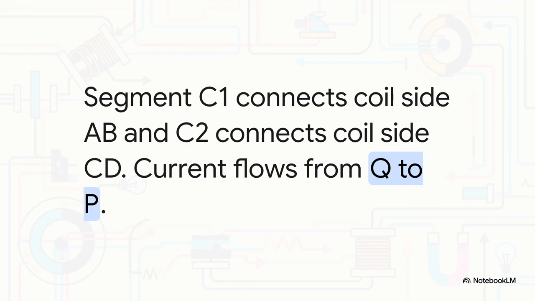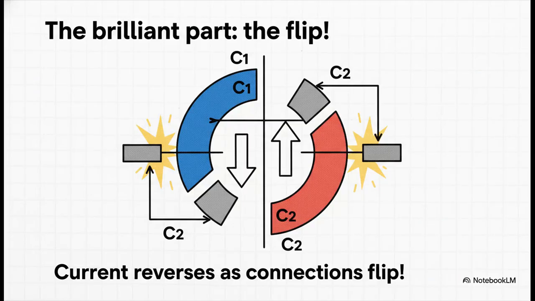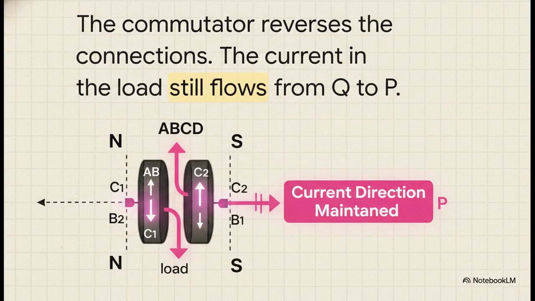Pretty straightforward so far. Now for the absolutely brilliant part. As that coil passes the halfway point, the current inside the coil naturally reverses direction, right? We saw that with the sine wave. But, and this is the key, at that exact same instant, the commutator segments have spun around and swapped which brush they're touching. So get this, even though the current inside the coil has flipped, the commutator has flipped the external connections to perfectly cancel it out. The current flowing out to the load is still going from Q to P. It's an absolutely perfectly timed mechanical switch. The internal AC has been rectified into external DC.